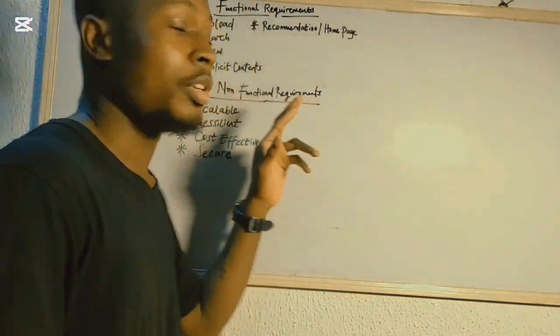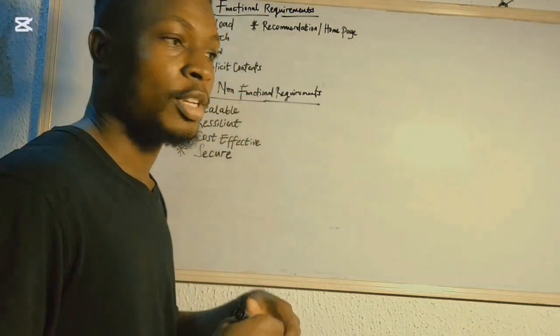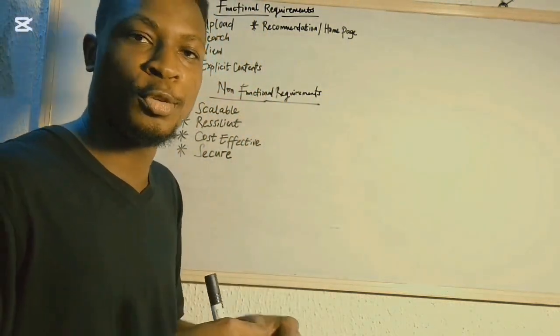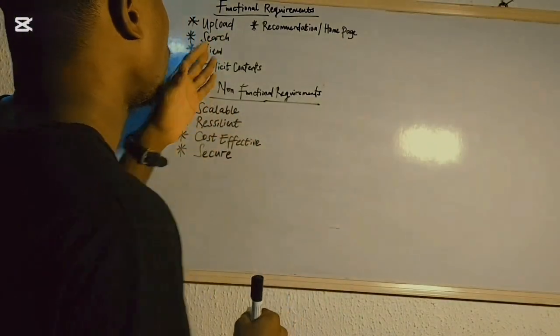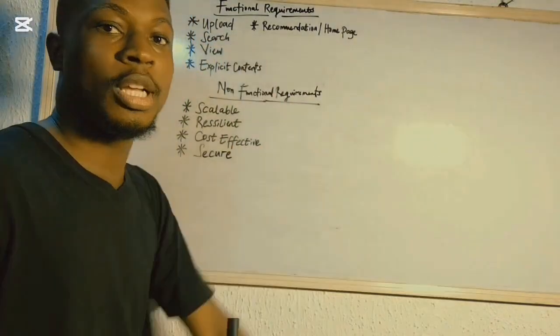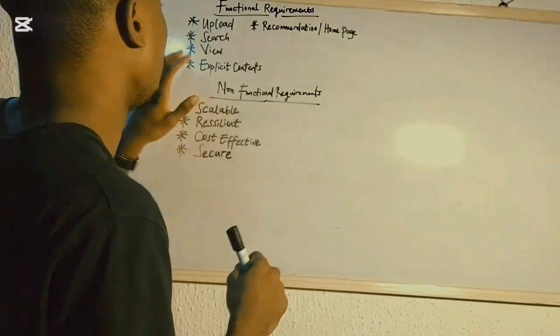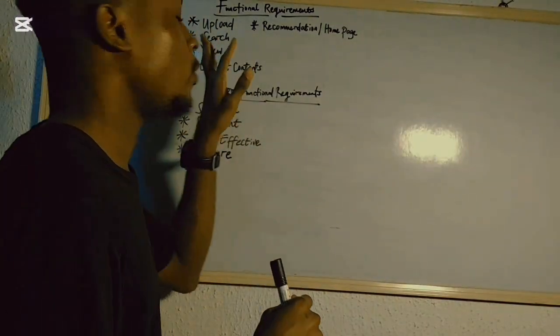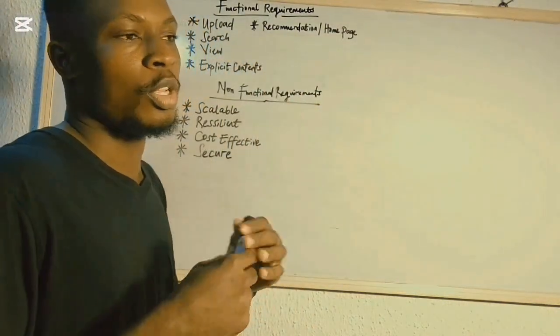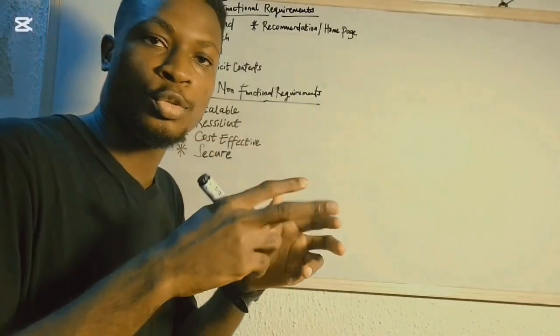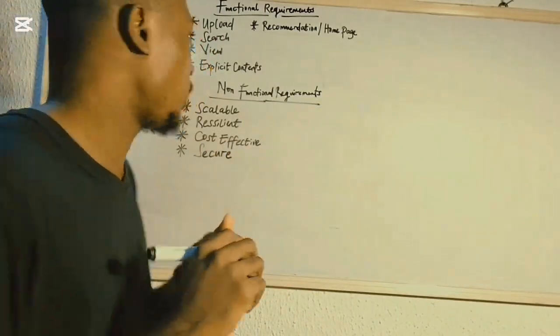Firstly, we are going to be covering the upload functionality. When you upload a video on YouTube, what goes on behind the scenes? We're going to be talking about the search functionality. When you search for a video on YouTube, what goes on? We're going to talk about the view functionality too. When you click a video to watch, what really happens behind the scenes?